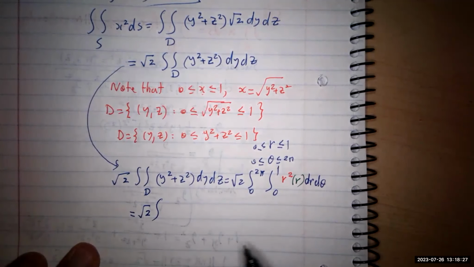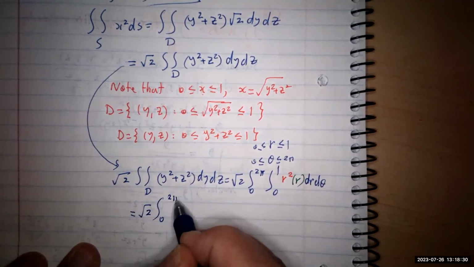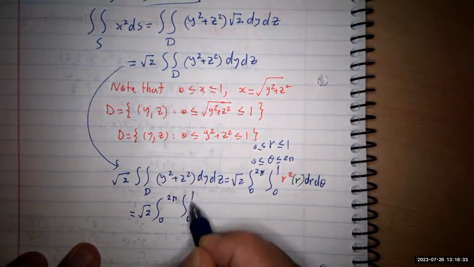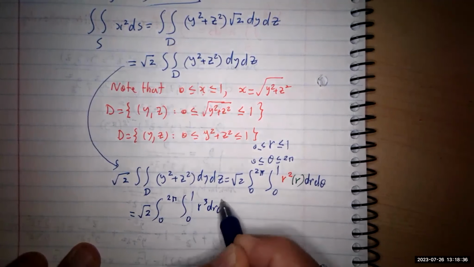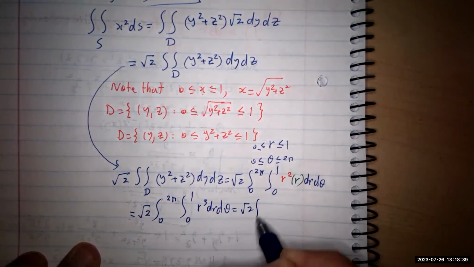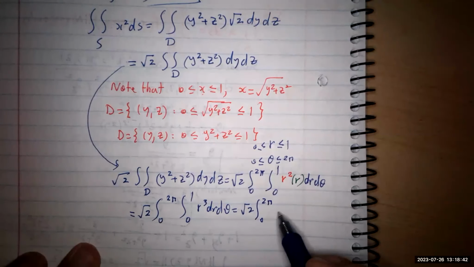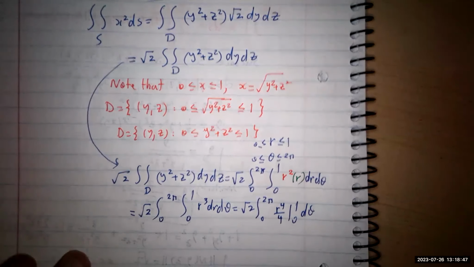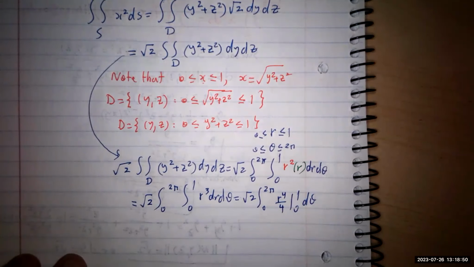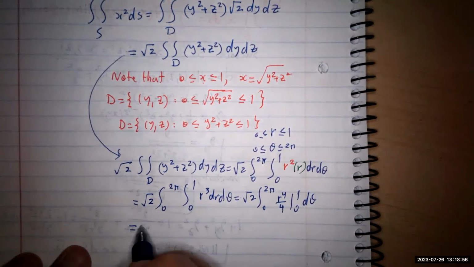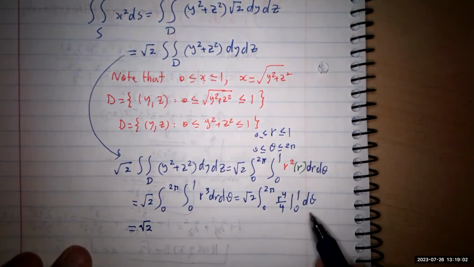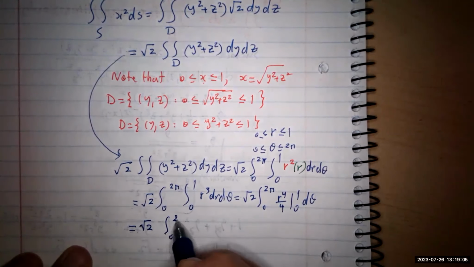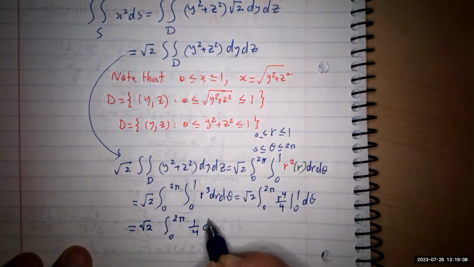So it's going to be integral from 0 to 2 pi, integral from 0 to 1, r cubed dr d theta. So it's going to be radical 2, 0 to 2 pi. Integrating r cubed is going to be r to the 4th over 4 between 0 and 1, then the d theta. r to the fourth between 0 and 1 would be just a quarter. So this is going to be radical 2, 0 to 2 pi, just a quarter, then d theta.